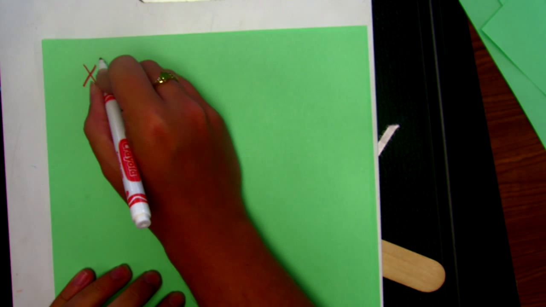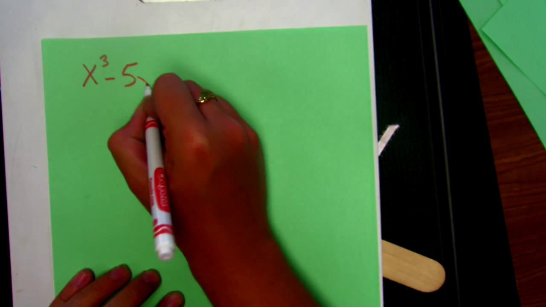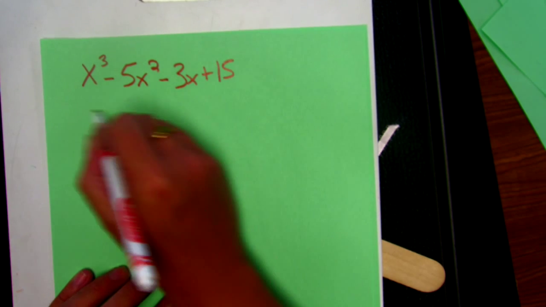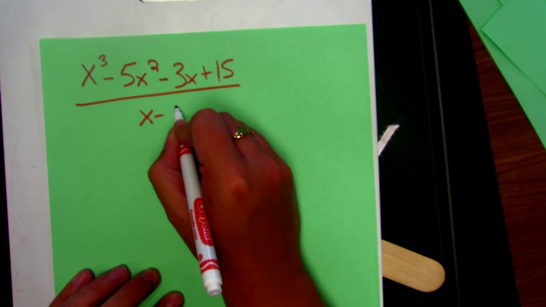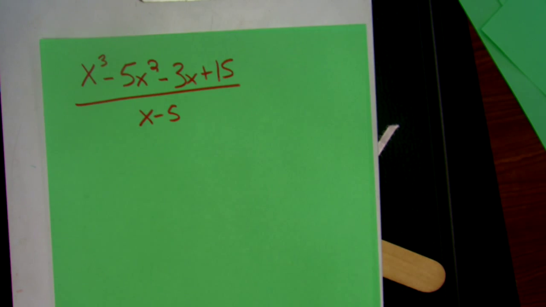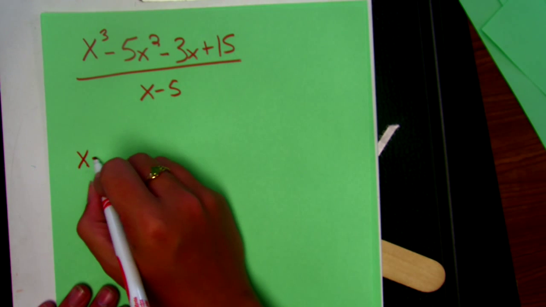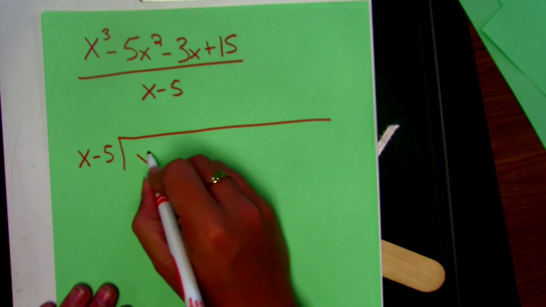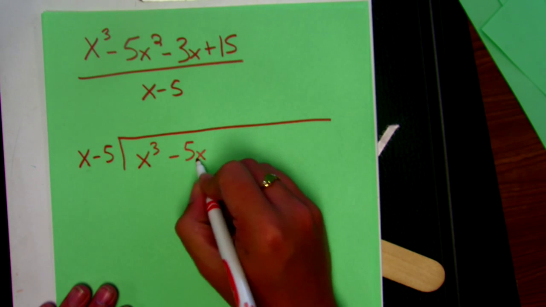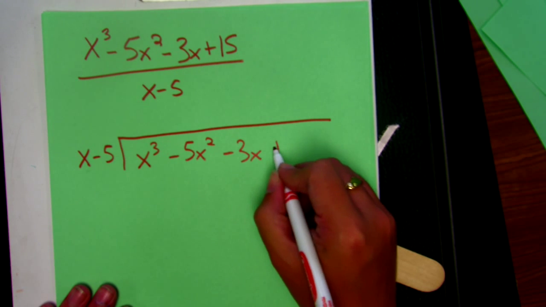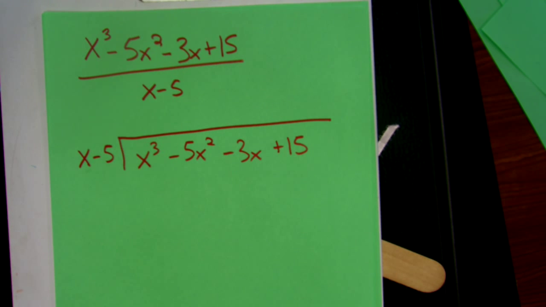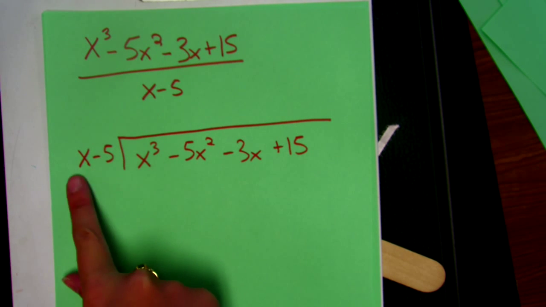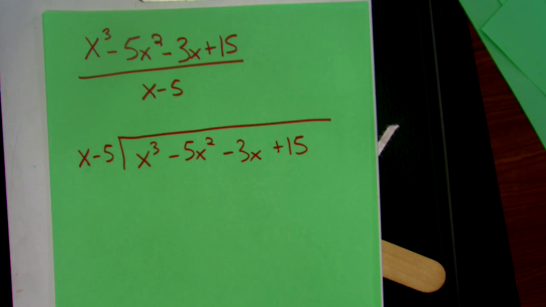Let's do x cubed minus 5x squared minus 3x plus 15, and we're dividing by x minus 5. So we have to set this up as a long division problem. So x minus 5 is our divisor. Our dividend is x cubed minus 5x squared minus 3x plus 15. So divide the first into the first, right? How many times does x go into x cubed?